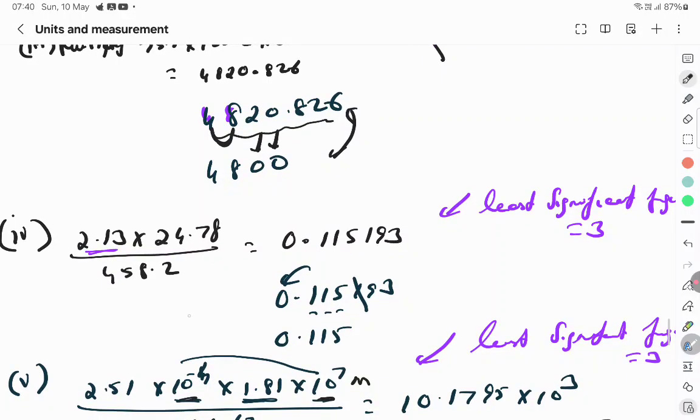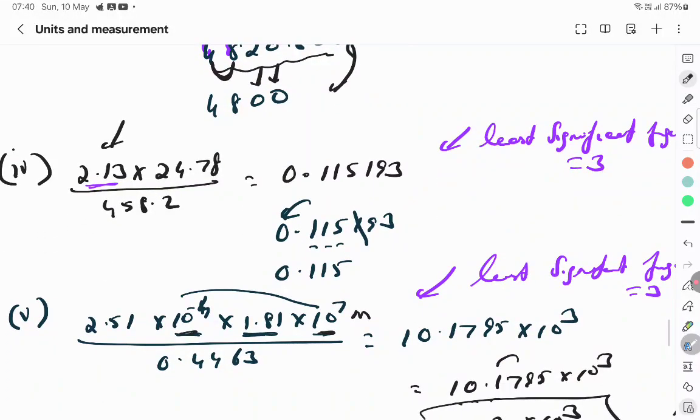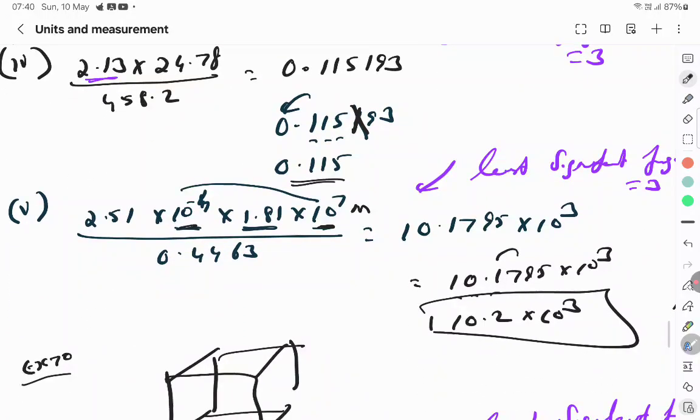So multiplying and dividing is still the same. Locate the least decimal place, which is 3. So your answer can have only 3 decimal places. You're dropping off a 1, so it's just 0.115. In this case, multiplication and division, you just solve the powers, you get this answer, and locate the least decimal place.